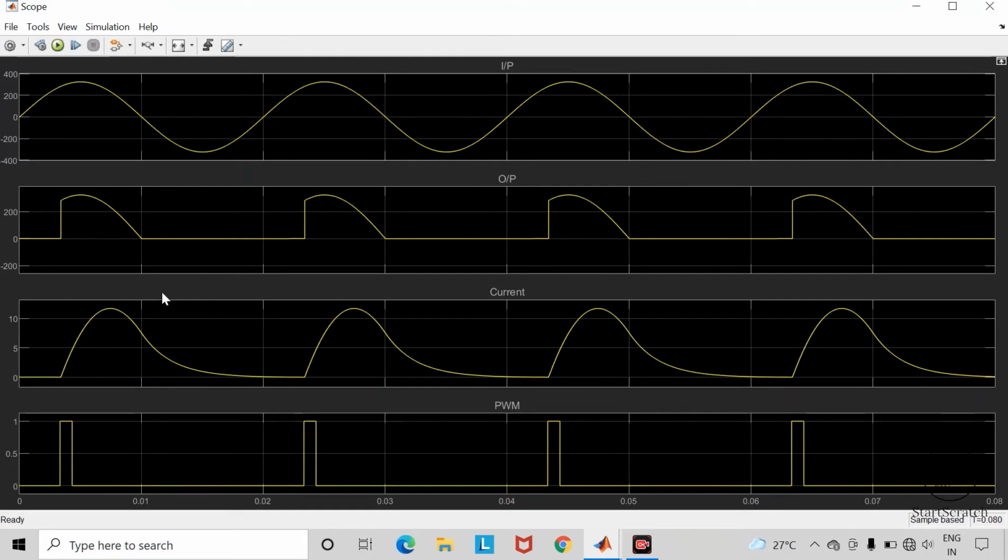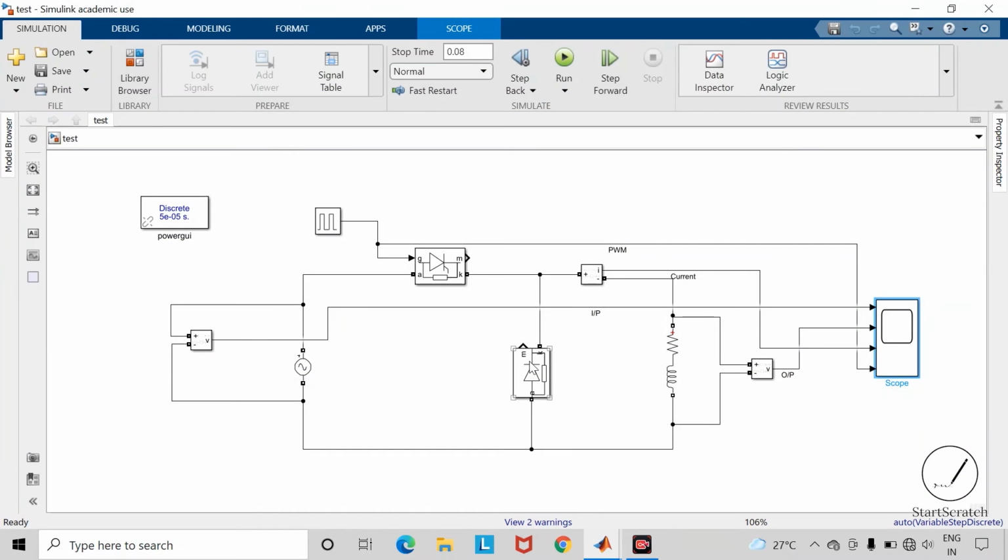So when we use a freewheeling diode in parallel with the load, we will not get any output voltage waveform in this negative region. So the average output voltage will get increased, and along with that this current waveform improves. Now let us check the voltage and current waveform across this freewheeling diode.